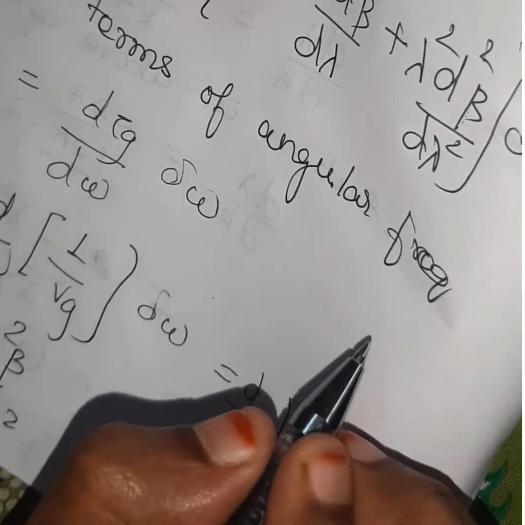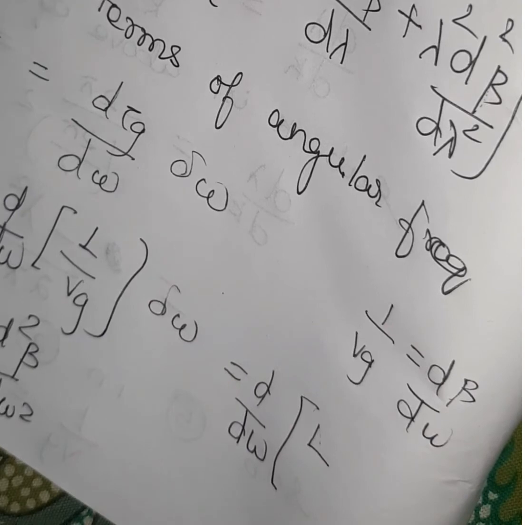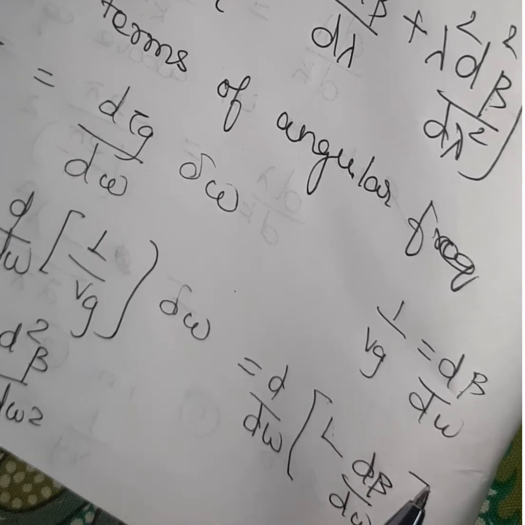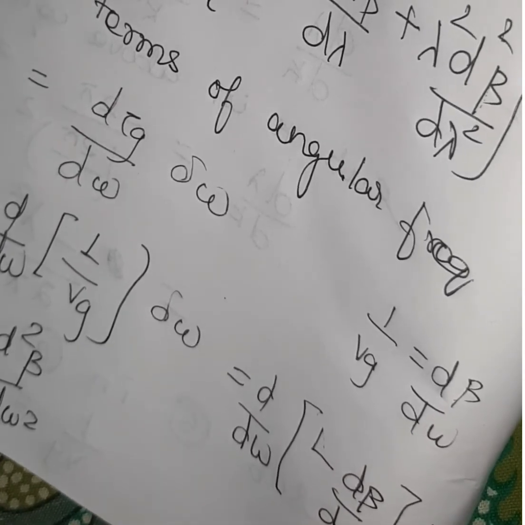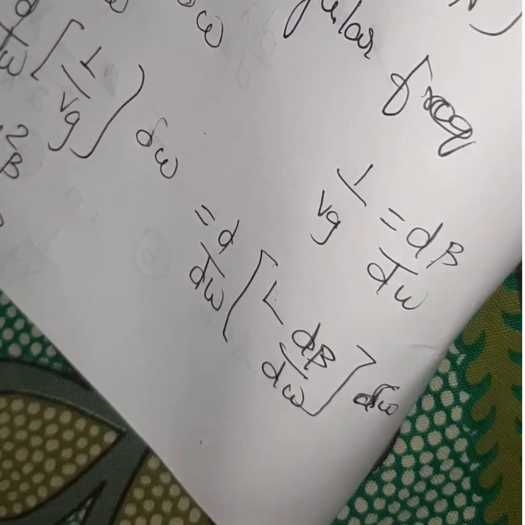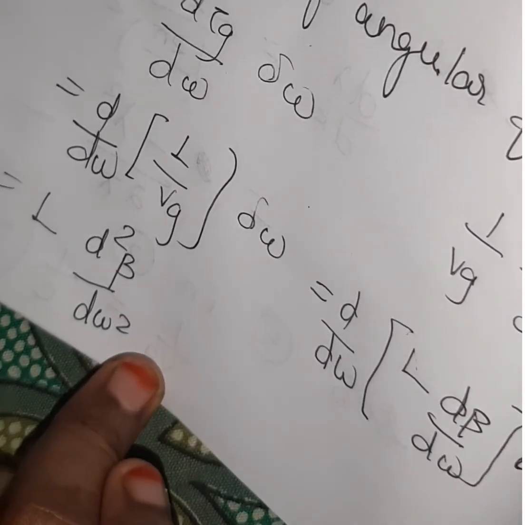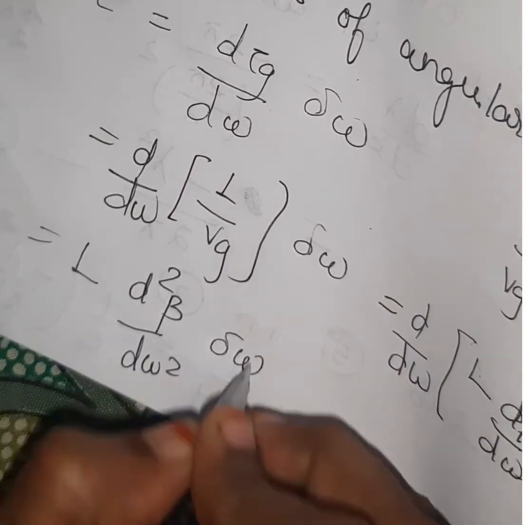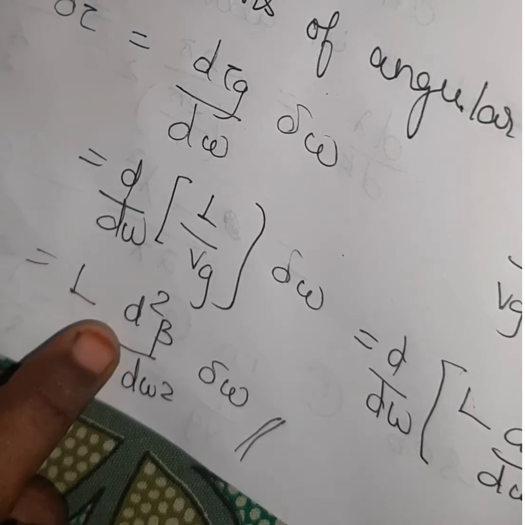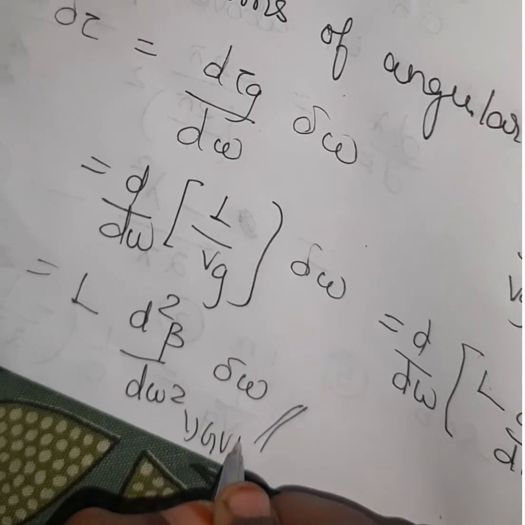What is 1 by Vg? 1 by Vg is equal to d beta by d omega. So we substitute in the place of 1 by Vg as d beta by d omega into d omega. After simplifying this, you get L into d squared beta by d omega squared into dou omega. So it is the value of group delay in terms of the angular frequency. This factor, d squared beta by d omega squared, is the group velocity dispersion factor.